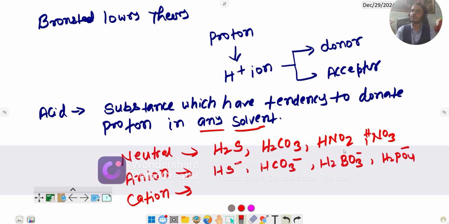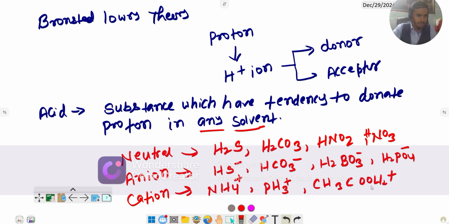Now, in the same way, if I talk about the cation, cation means the acid which has a positive charge. Examples of cationic acids are NH4 plus, we can take PH3 plus, and we can take CH3COOH2 plus. All three acids have a positive charge.